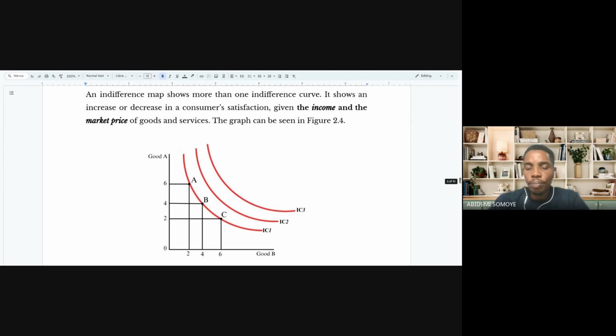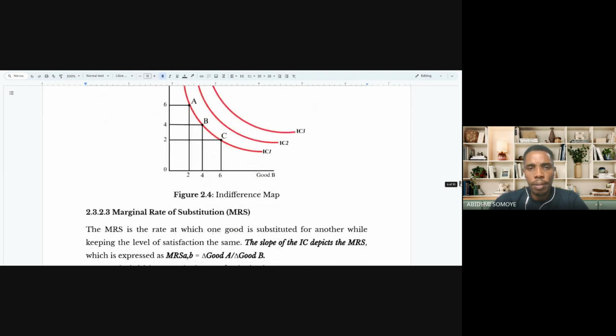If your income increases and price stays the same, your indifference curve would also move forward. Just as your indifference curve moves forward, it can also move downwards when there's an increase in price or your income falls. Okay, you possibly purchase less of the two goods. So the more of good A and good B that you buy will be heavily dependent on the income that you earn and the market price of goods and services.